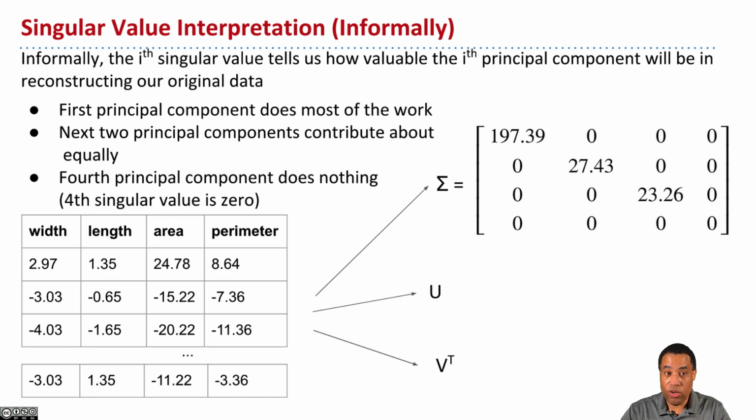So we can see here that the first principal component, 197.39, is doing most of the work. And then the second principal component and the third principal component contribute about equally. And the fourth principal component is 0, so it contributes nothing. And so that's why we know that we end up with a rank 3 result.